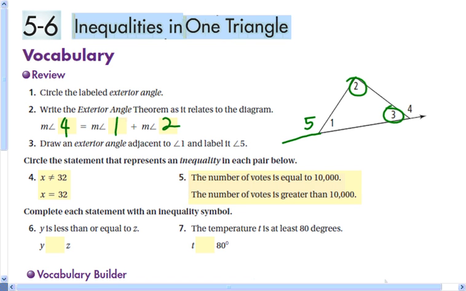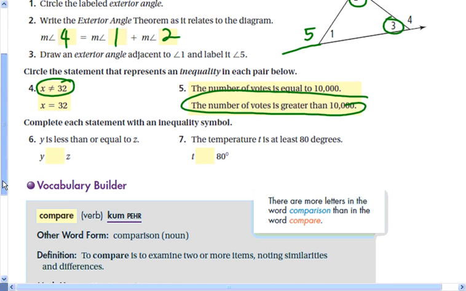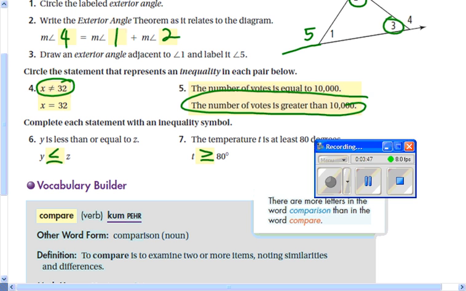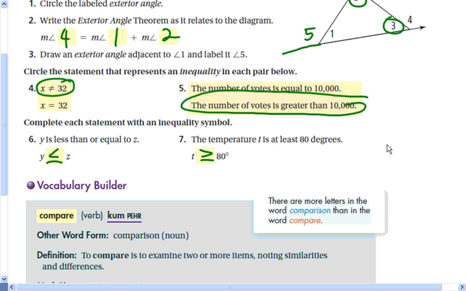Circle the statement that represents an inequality. Inequalities are things that aren't equal, so that one and that one. Number 6, the symbol that represents each of these, y is less than or equal to z. That's that one. The temperature is at least 80, that means it's greater than or equal to 80. All right, continuing on.